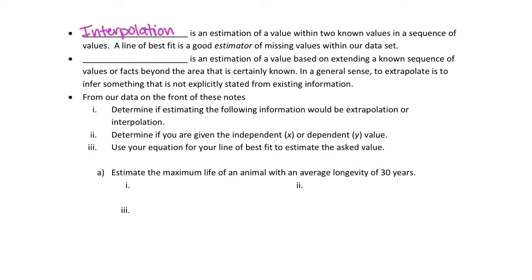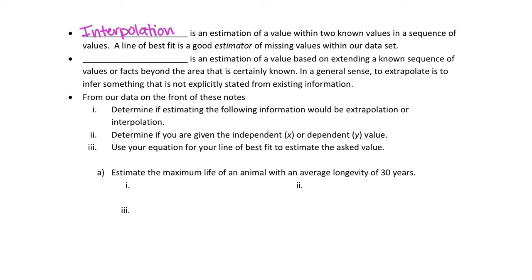There's two types of predictions we can make. The first one is an interpolation. It's an estimate of a value within two known values in a sequence of values. Wow, that's got value in there a lot. But basically it says a line of best fit is a good estimator of missing values within our data set. So this will make more sense as I go through some of the examples, but what we're saying is that as long as we're trying to predict something inside the data I was given, it's a good estimator.